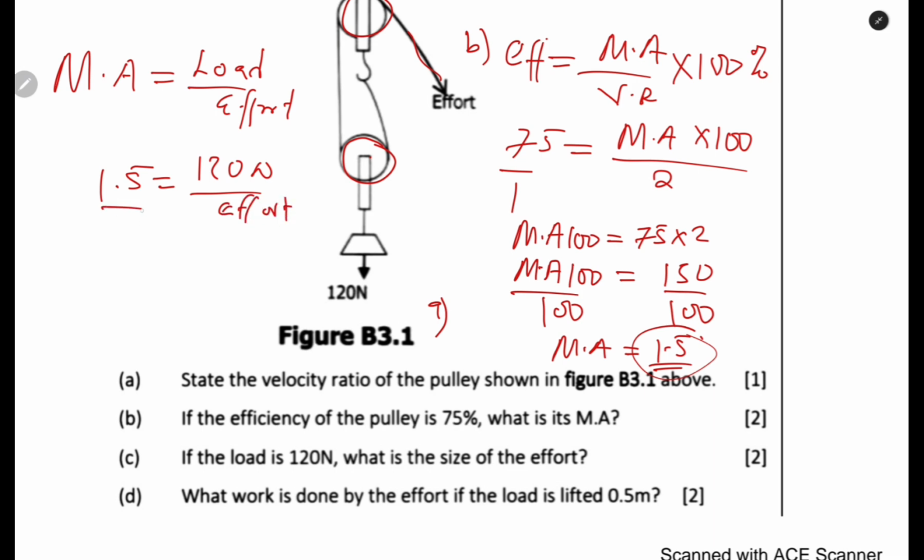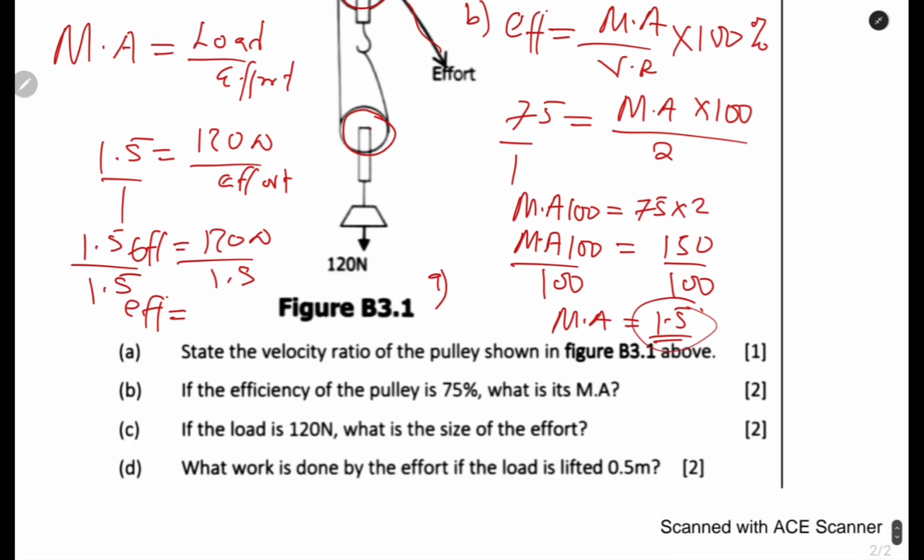So here if we were to cross multiply, it would be 1.5 times effort equal to 120 Newton. Divide by 1.5 on both sides. And therefore effort is going to be, okay, how much is the effort? That is 120 divided by 1.5. To confirm, I'm able to find 80. This is a force, so 80 Newton. So that is how we work that one out.